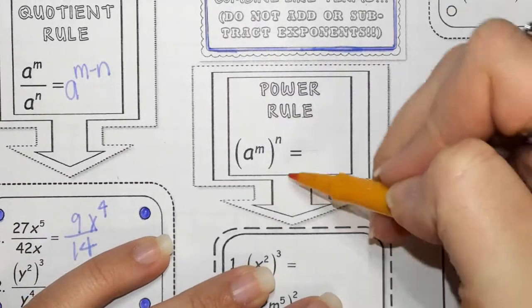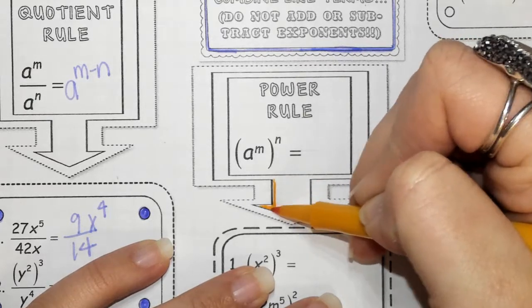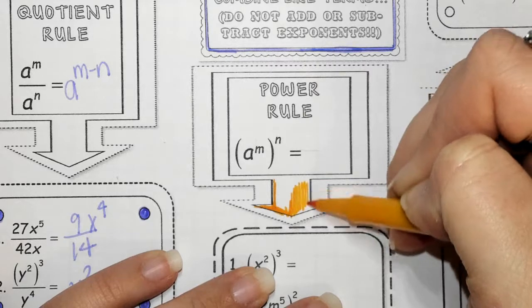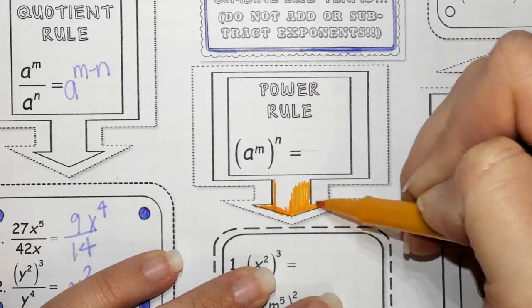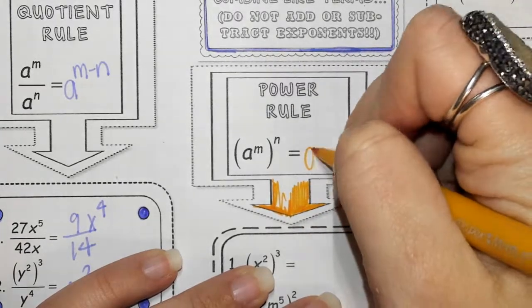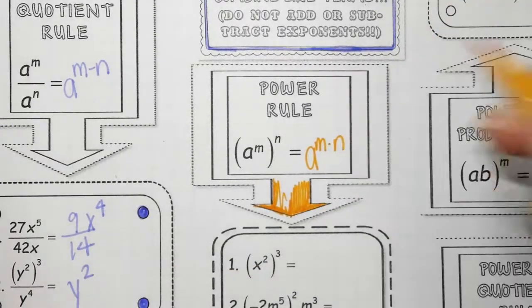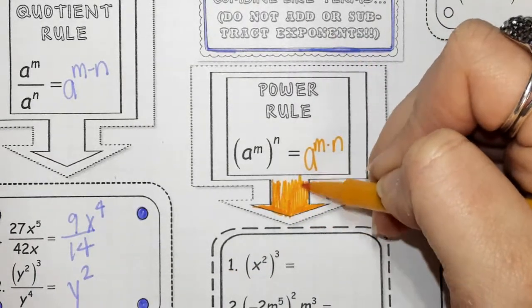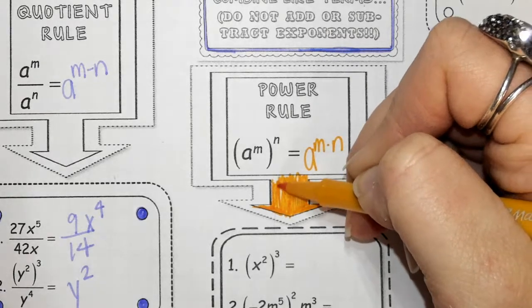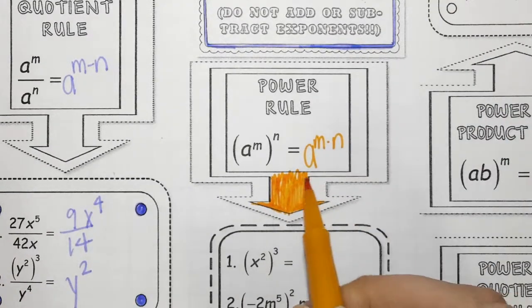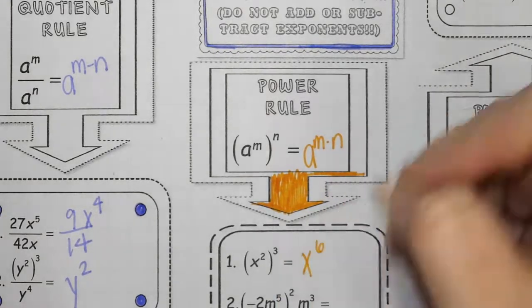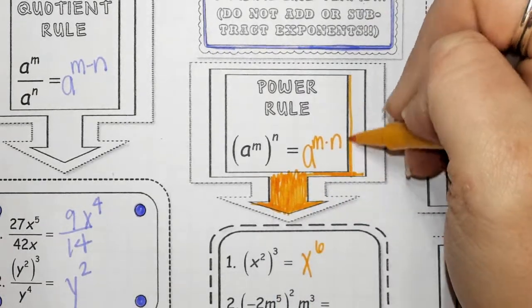Power rule. When you raise a power to a power, what do you do to the exponents? Multiply them. Take a point. So what would we do with that m and the n? Multiply. So it would be a to the m times n. All right, so for number 1 below it, what would our answer be? X to the 6th. If you said x to the 6th, take a point.